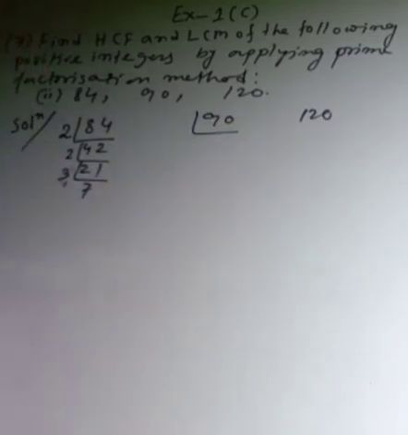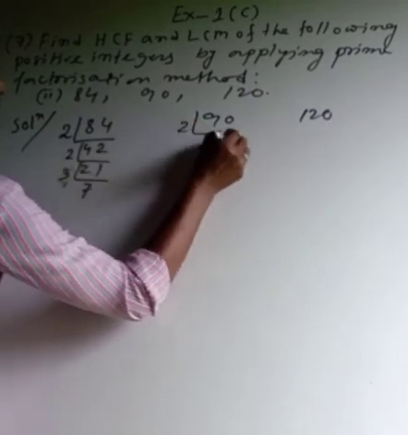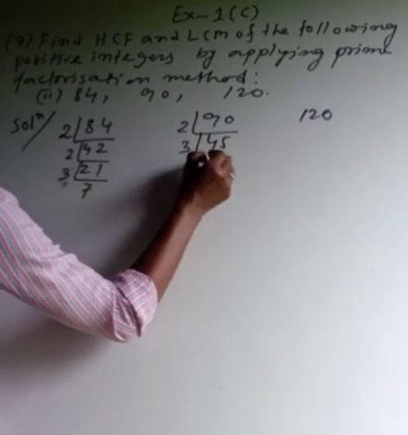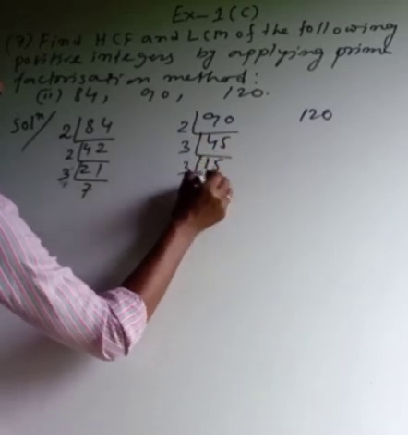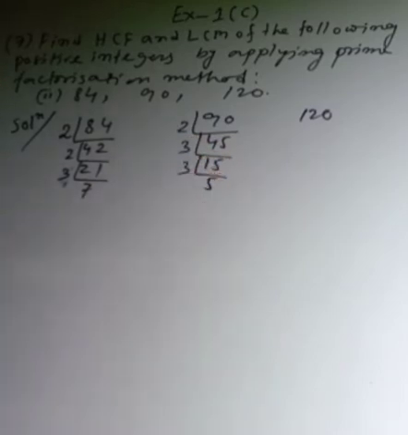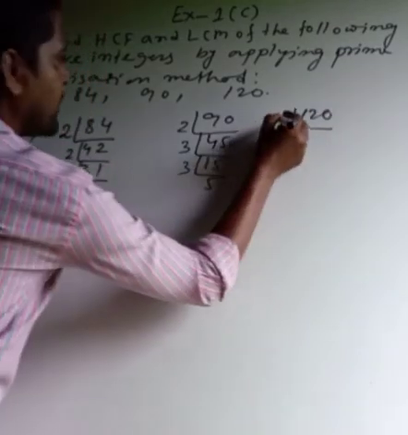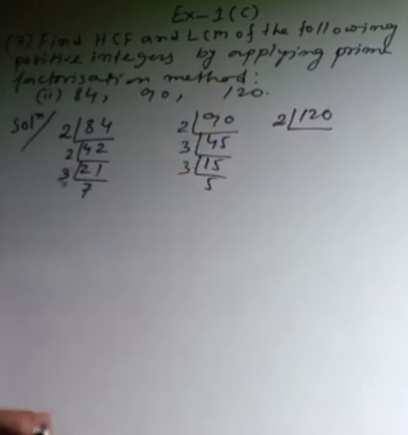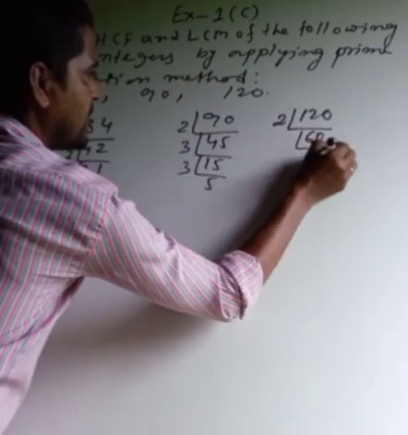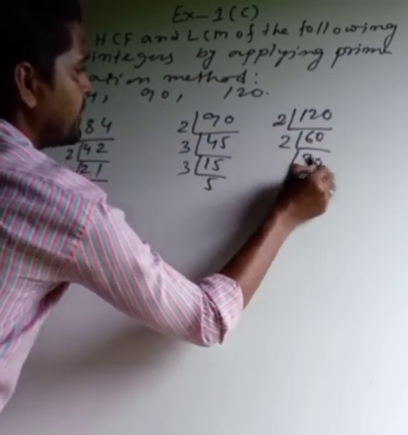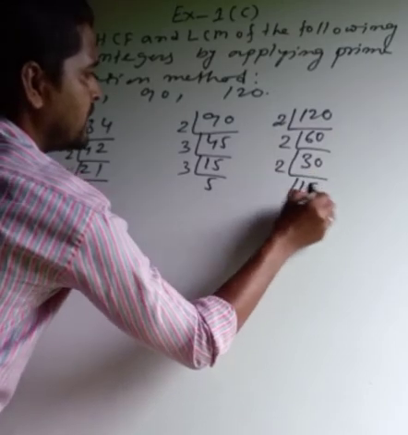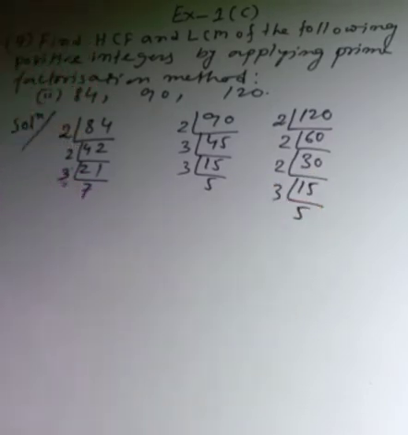Similarly, we can go for 90 also. 2 into 45, then 3 into 15, then 3 into 5, 15. Also we have to continue with 120. So 2 into 60, 2 into 30, 2 into 15, then 3 into 5.